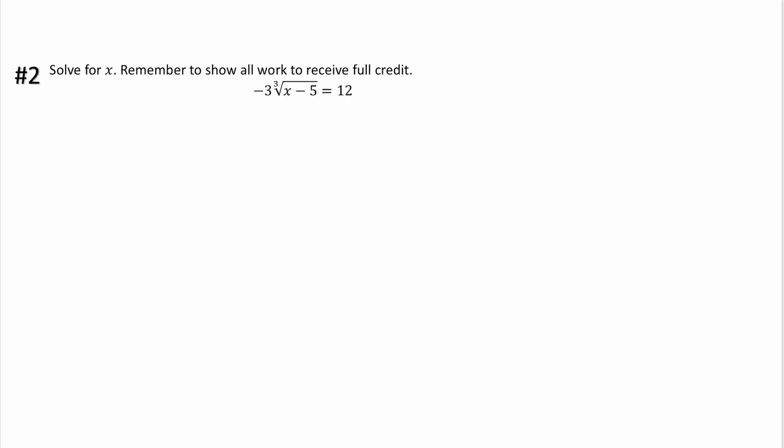So now in this problem, it wants us to solve for x. So here we have a cube root equation. Remember, whenever we're working with a cube root equation, the very first step is going to be to isolate that cube root. Notice here that the cube root is not isolated because that -3 is right there in front of the cube root, right? So the first step is going to be to isolate the cube root.